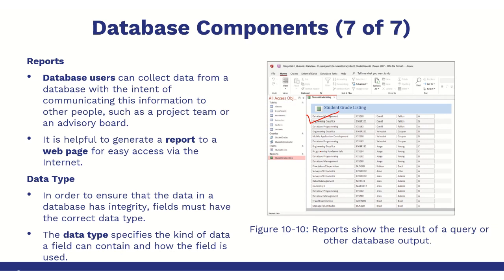So first field is the course name, the details. Second is the course code. Third field is the first name of the student. Fourth field is the surname or last name of the student. And the last field to the right hand side is the letter grade obtained in that course.